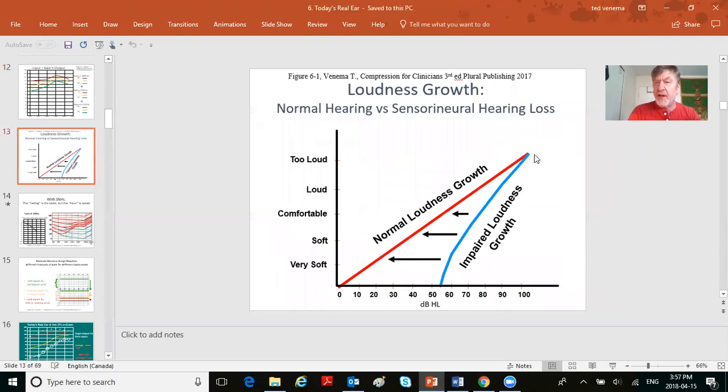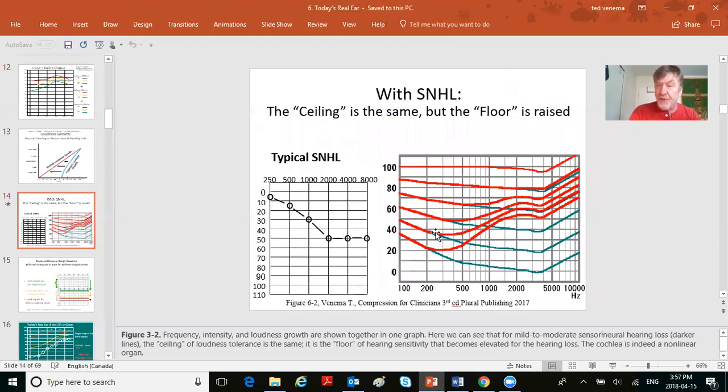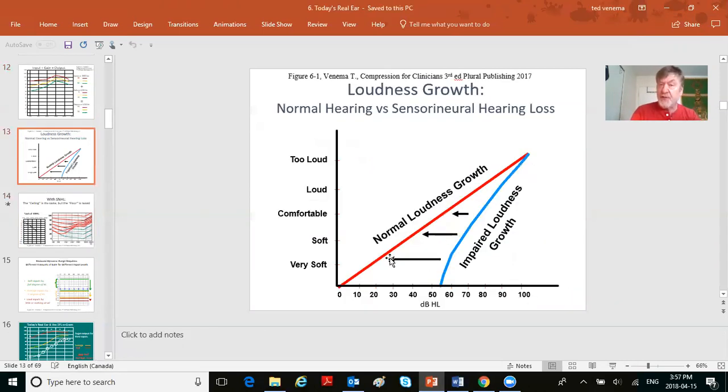Loudness growth and recruitment. 100 dB sounds just as loud to someone with hearing loss as it does to someone with normal hearing. Literally, your floor is elevated and your ceiling is not. And that's why you want about half gain for average inputs, more than half gain for soft inputs, less than half gain for loud inputs, because soft inputs should be amplified by a lot, average inputs should be amplified by less, and loud inputs should be amplified by little or nothing at all.